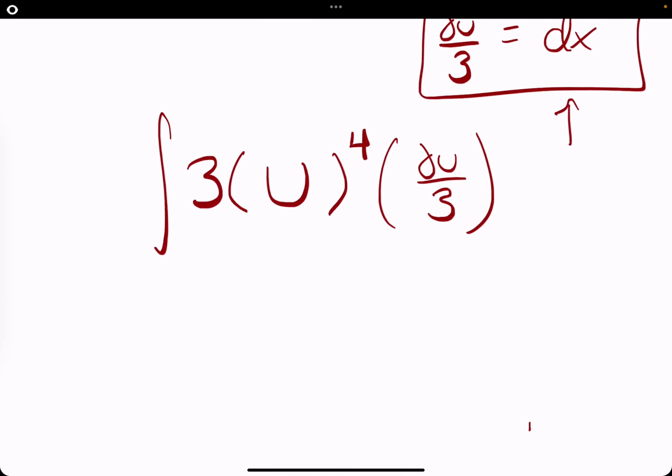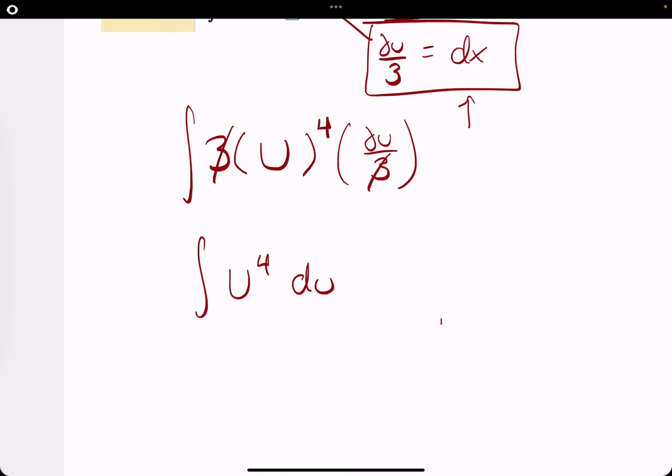So now, before we evaluate, typically it's helpful to simplify anything if need be. In this case, 3 cancels out with a 3 on the bottom. 3 divided by 3 is 1, in other words. So we are really just left with the integral of u to the 4th du. Now that we've simplified the integral, gotten it all in terms of u and du, we can evaluate it.